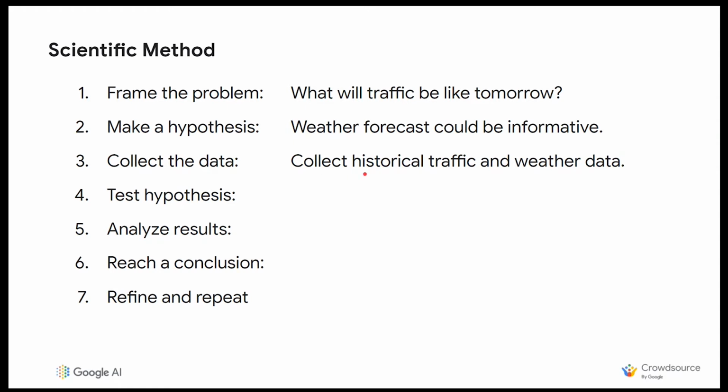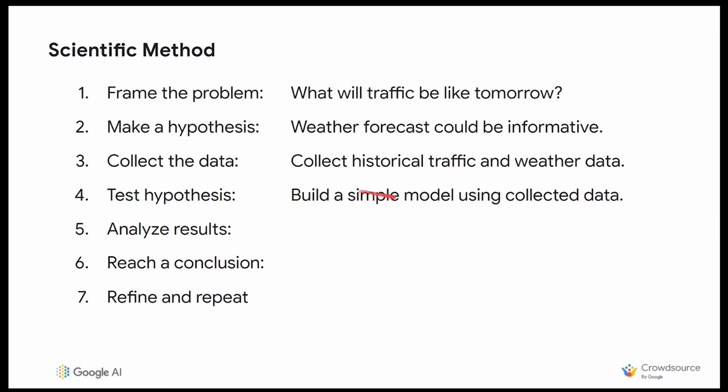So the next step is to collect historical traffic and weather data. Here our traffic and weather data are correlated. If the weather changes, then the traffic changes too. If it is rainy, there might be more traffic. So that is one of the relations here. So then we need to collect the historical traffic and weather data.